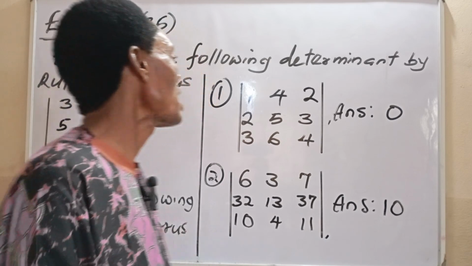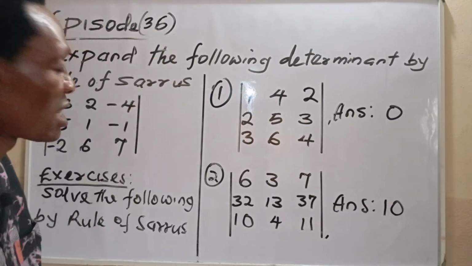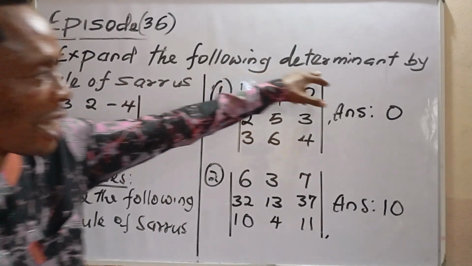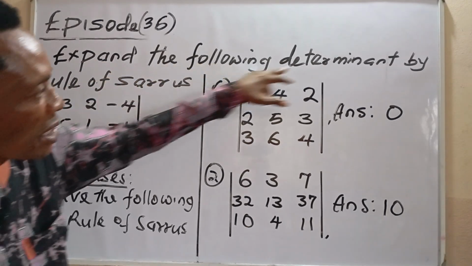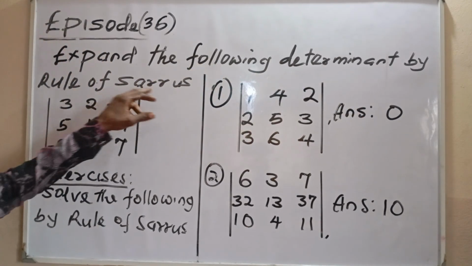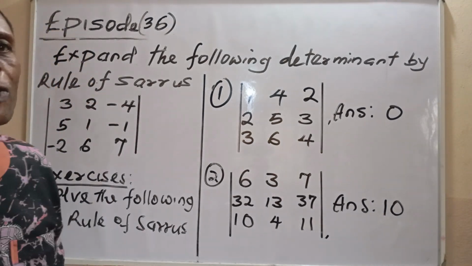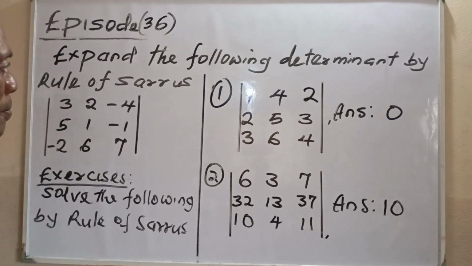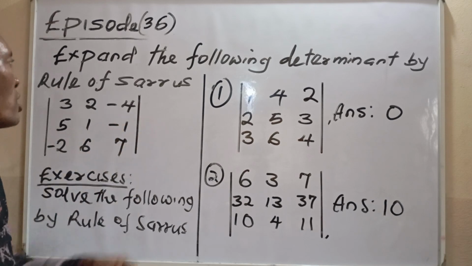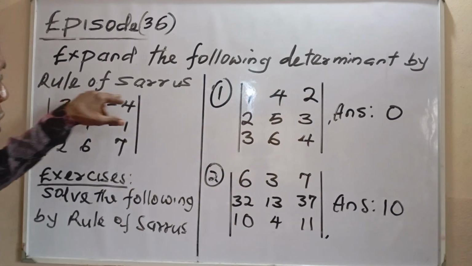Let's consider the next episode, Episode 36, which says: expand the following determinant by the rule of Sarrus. This question is from the topic matrix. Here we are asked to expand the following determinant by the rule of Sarrus.